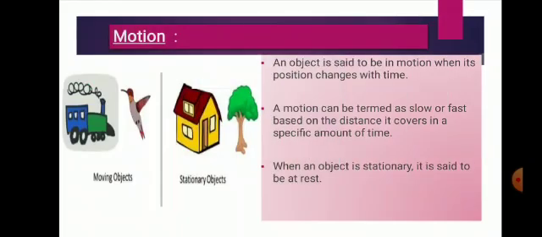So we can define motion as: an object is said to be in motion or moving when its position changes with time. A motion can be termed as slow or fast based on the distance it covers in a specific amount of time. If an object moves fairly fast, then its movement or motion can be observed very easily. But if an object moves very slowly, then it becomes difficult to observe its movement immediately.